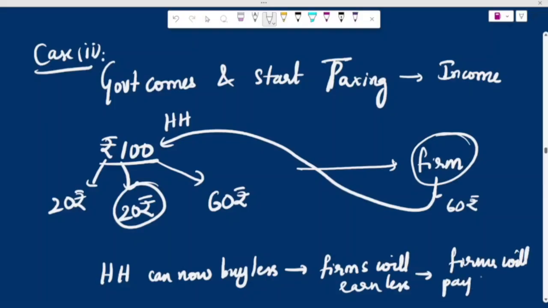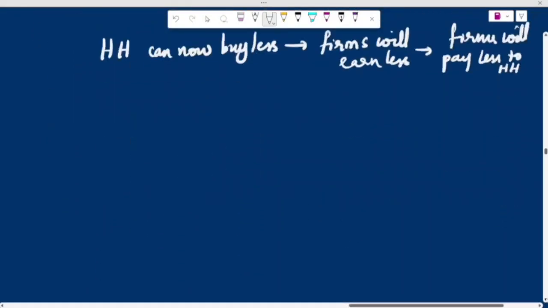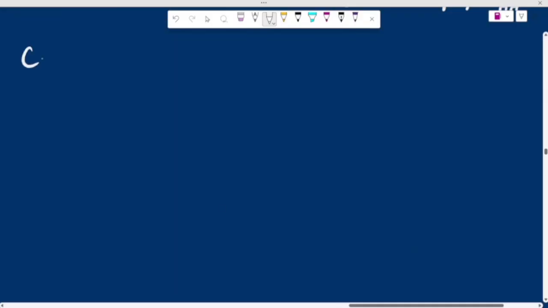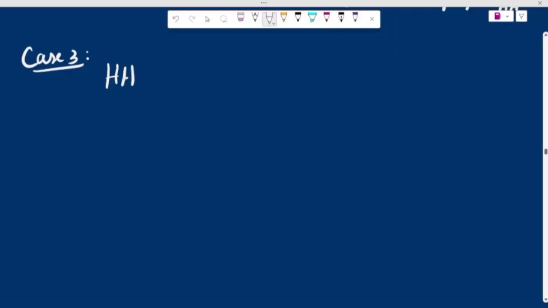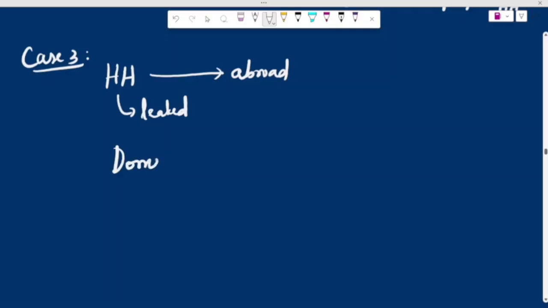Then the third scenario is that households want some premium products, so they buy them from abroad. It means they are spending on products from abroad, importing the products. Here the money is leaking to the foreign company. So Indian or domestic firms will get less income, and domestic firms will pay less to the households.